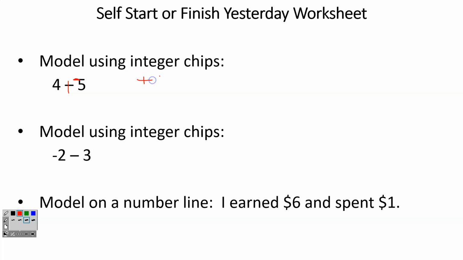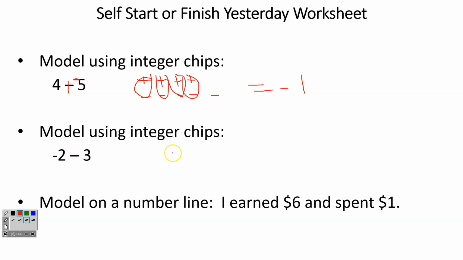So there's 4 positives, so I'm going to go ahead and draw those, and 5 negatives. Okay, so I'm going to start taking care of my zero pairs, and that's going to give me 1 negative, so my answer is going to be a negative 1.